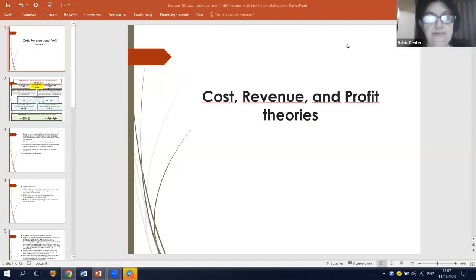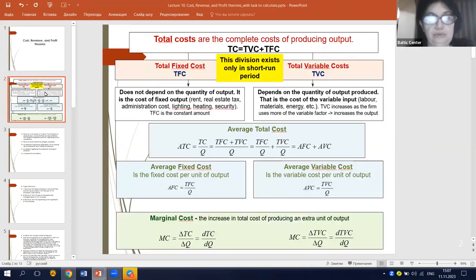Okay, so we'll start today. I want to remind you, today we have the topics revenue and profit. We have such a beautiful picture, you see. It's a help to you, to remind you. So what is the total cost?